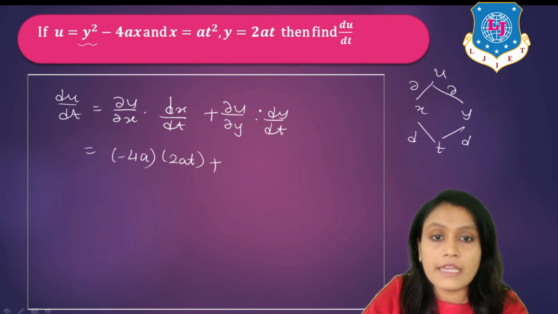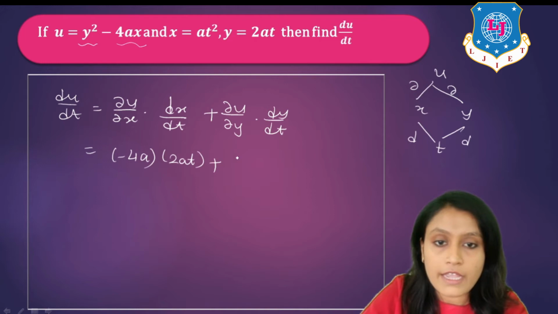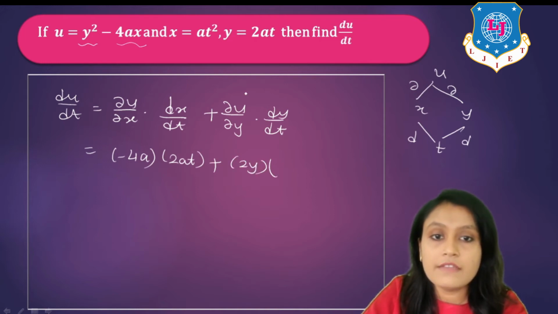Plus, now del u by del y means derivative of u partially with respect to y, and we have to keep x as a constant. So this term is constant, so its derivative is 0, and the derivative of y square is 2y. So here you will write 2y. Okay, next dy by dt means derivative of y with respect to t. So you will get answer as 2a.